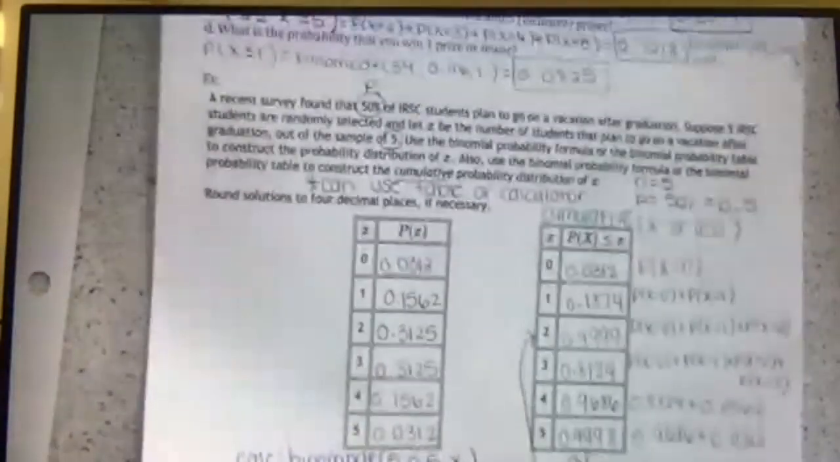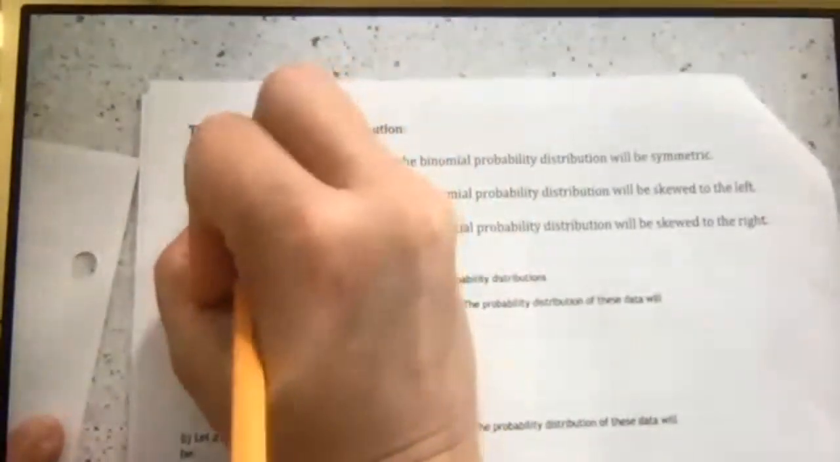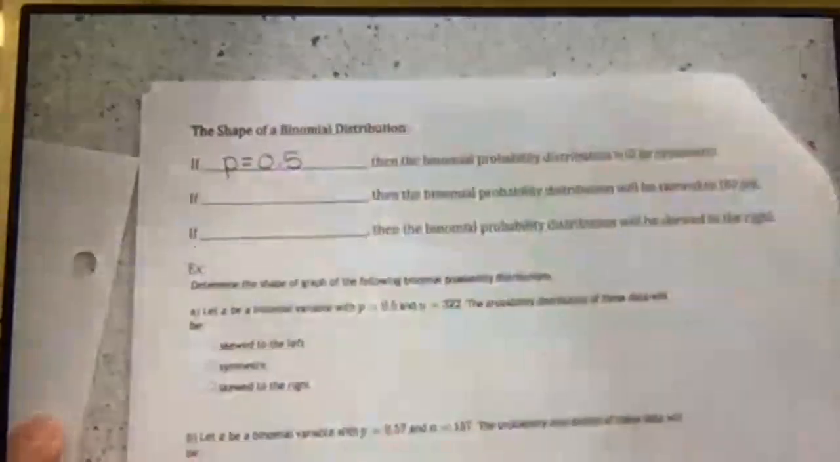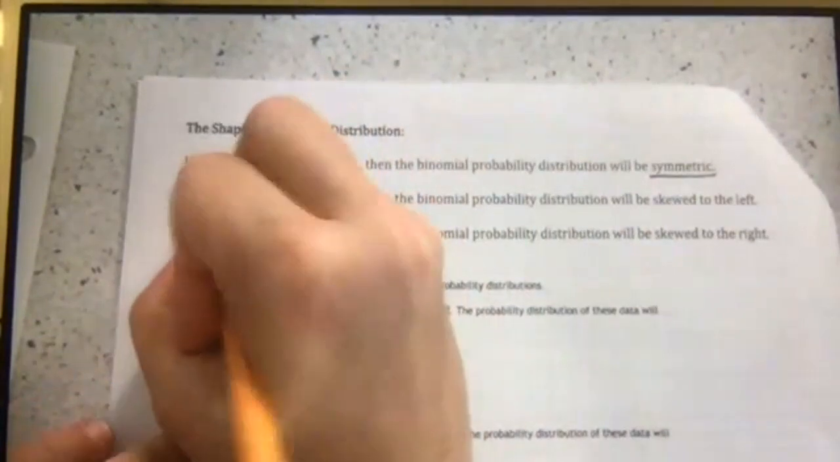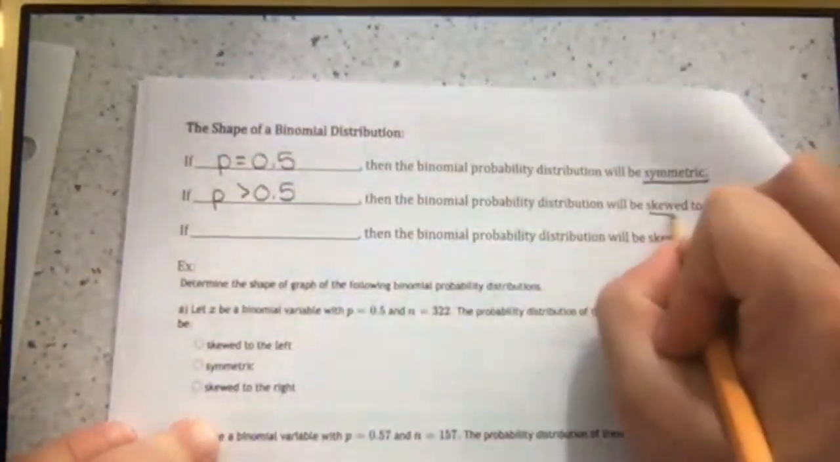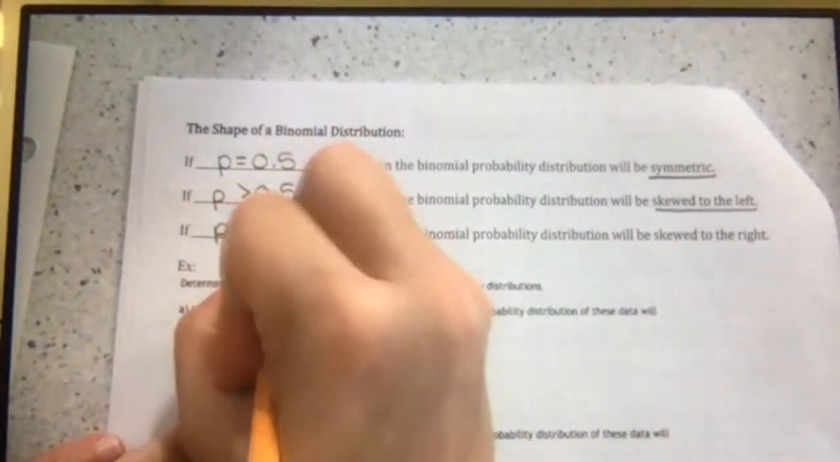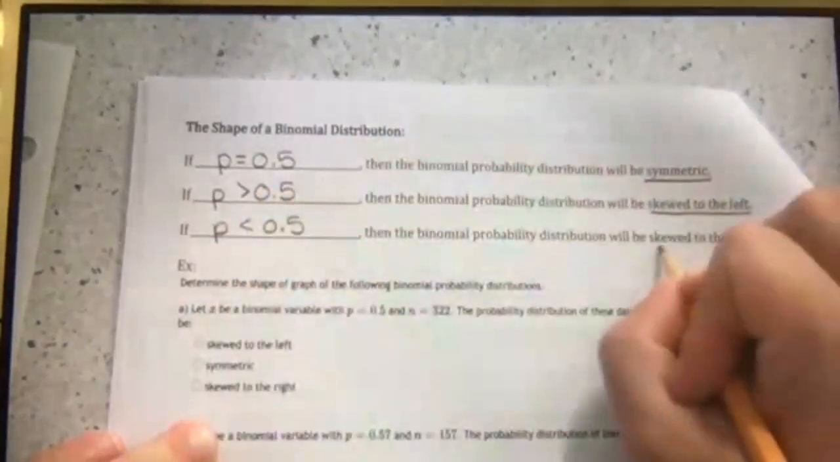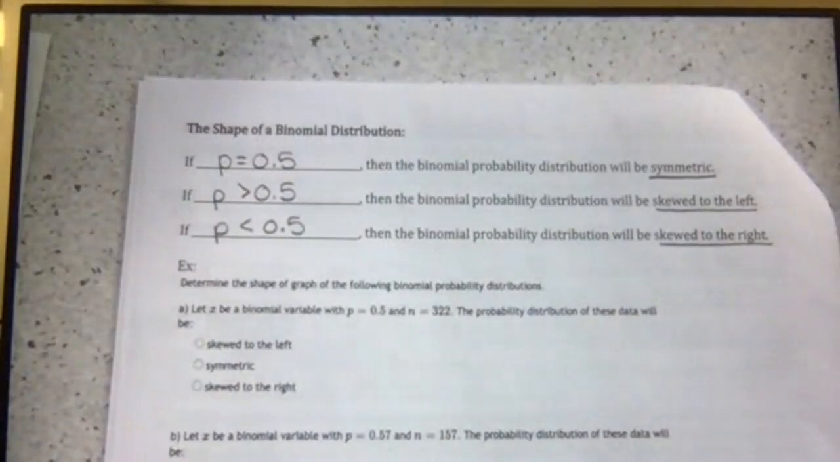All right, so this last thing is the shape of the binomial distribution, and it's just rules. It says if our probability equals 0.5, then we know it's going to be symmetric. If our probability is greater than 0.5, then we know it's going to be skewed to the left. And if the probability is less than 0.5, we know then the binomial probability distribution will be skewed to the right. Just rules.